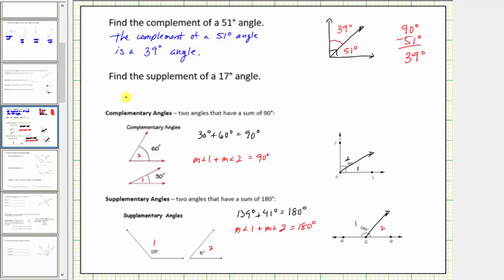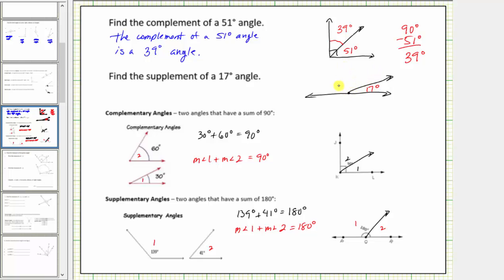Next, we're asked to find the supplement of a 17-degree angle, which would be an angle that, if we add the measure to 17 degrees, would be equal to 180 degrees. To model this, let's form a straight angle. Let's break this up into two separate angles, let's say using this ray here. Let's measure this small angle 17 degrees. So the measure of this angle here would be the supplement of the 17-degree angle.